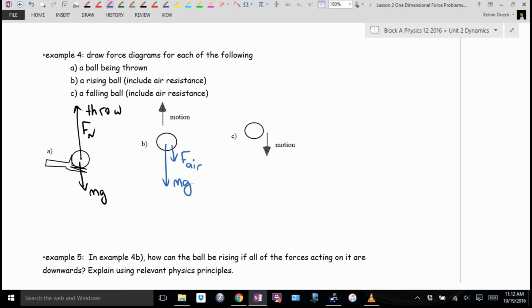What are the forces acting on it? Get the obvious one. What else? Which way? Bigger, smaller, or the same size as mg? What if it was the same size? No. Constant speed.